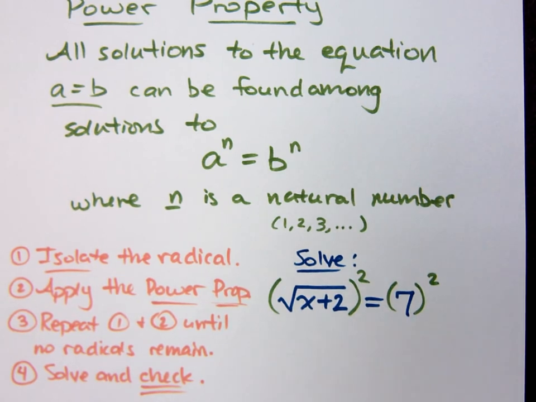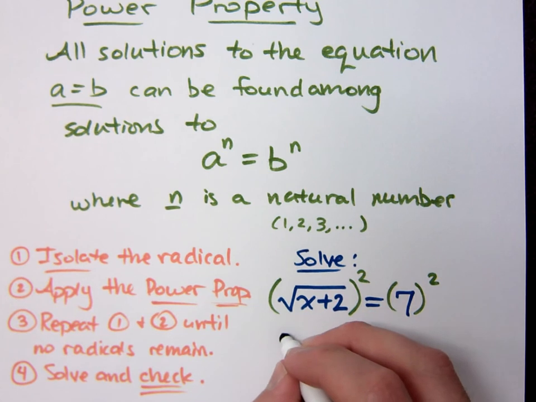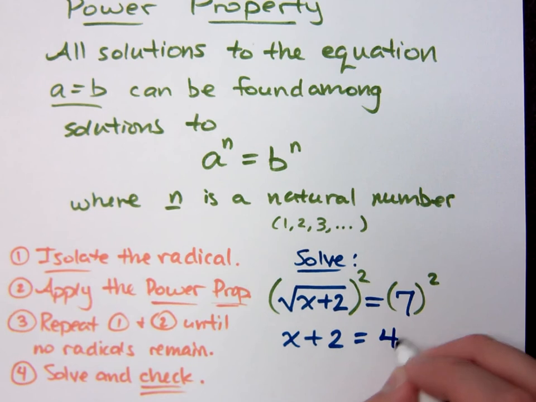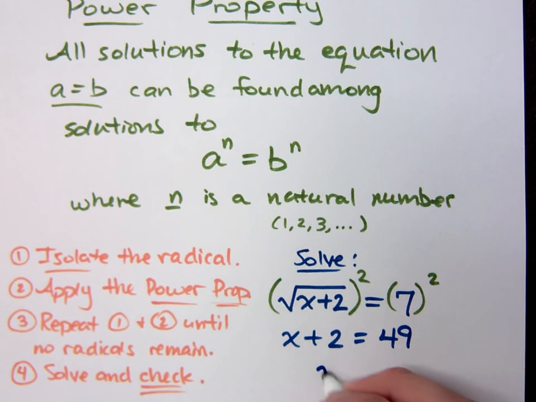Now when I do that, I come up with what? X plus 2 equals 49. And since this is a nice linear equation, I know how to solve this. X equals what? 47. Now before you box this, we better make sure that everything checks out.